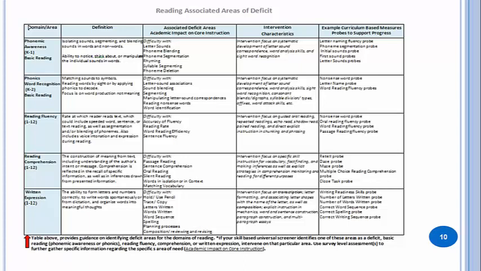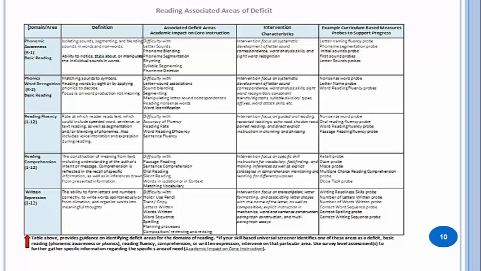But this was kind of that first step of saying, here's domains, areas of need, here's the definition, here's the associated deficits that go along with that domain, like basic reading. Here's the characteristics of interventions that you'd want to be looking at, and here's how you measure them. So if you're using a curriculum-based measure, what are the measures that you would use in order to tell if the student is making progress for progress monitoring? So that last column is really related to progress monitoring and how it is that we can monitor the progress of students during their intervention.